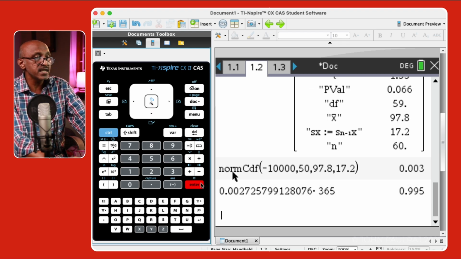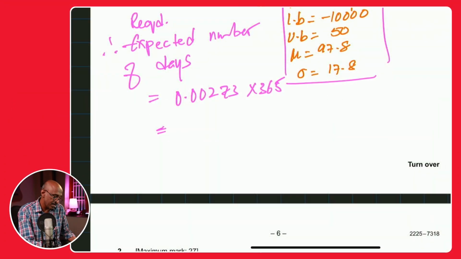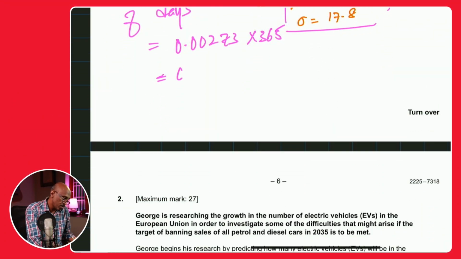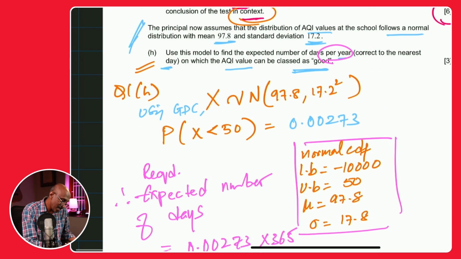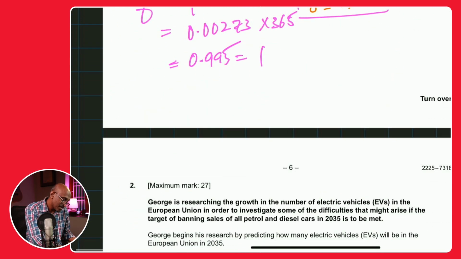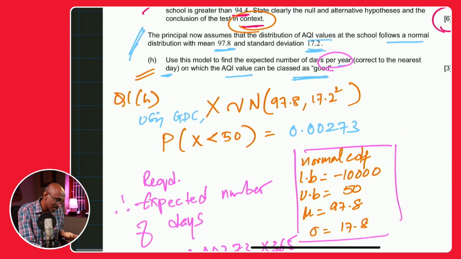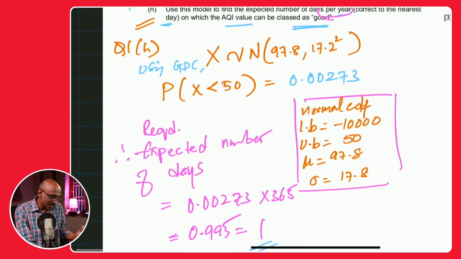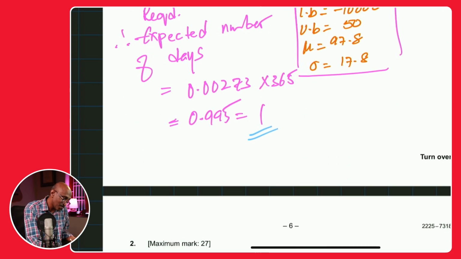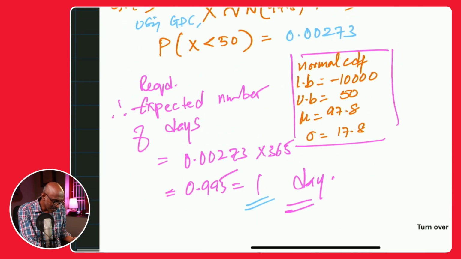0.995. Oh, this is days, right? Let's check that out. Yeah, 0.995. So we come back and we say this is 0.995, and to the nearest day, this is really funny, because if you assume this, the expected number of days that the AQI value can be considered good is just 1 day. Can you see that? Wow. No wonder the principal is getting so paranoid. So with that, we complete this question.